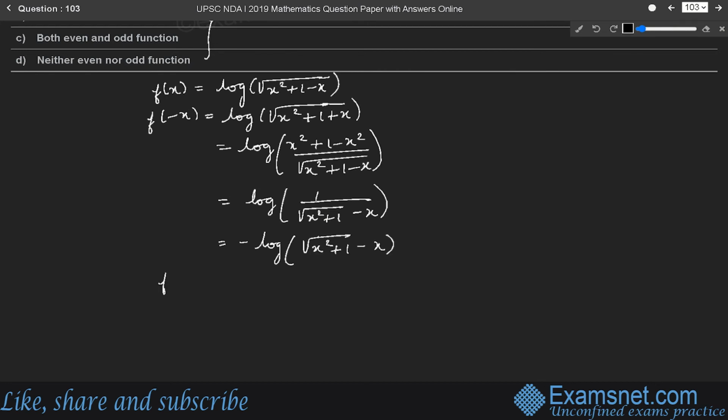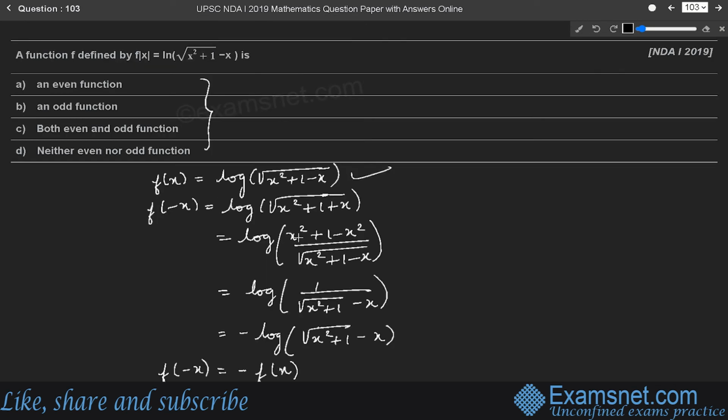So we can say that f of minus x is equal to minus of f of x, because f of x is log under root x square plus 1 minus x, and f of minus x is minus of f of x. So we can say that f of x is an odd function. Since there is a negative sign, it is an odd function. Therefore, the correct option for this question is option number B.